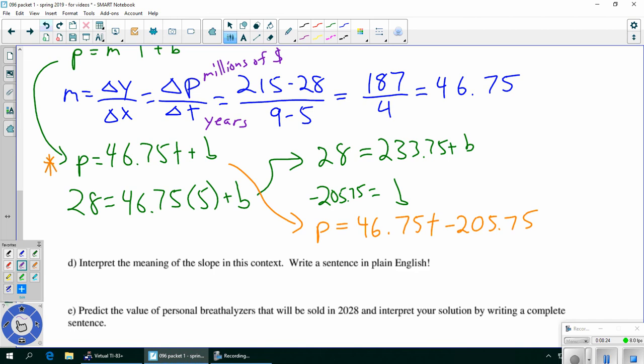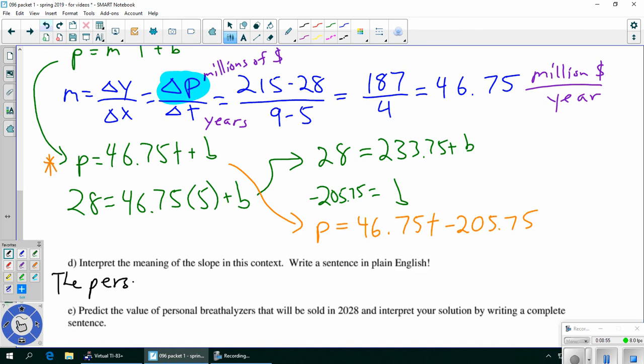And so then the 46.75 is $46.75 million over years, or said another way, $46.75 million per year. Something was changing at $46.75 million per year. What was changing? The thing that's changing for slope is always the output variable, the dependent variable. So it's the personal breathalyzer market was changing at $46.75 million per year. So we'll just write that.